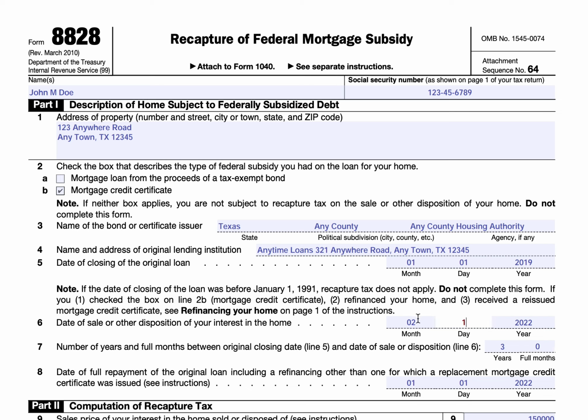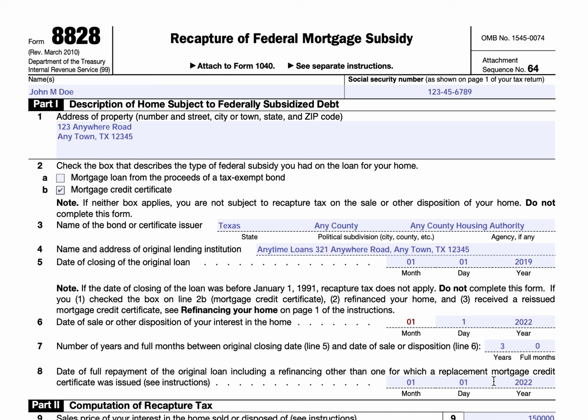So in line 8, we'll enter the date of full repayment of the loan to include a conventional refinancing. So let's imagine that you obtained the mortgage credit certificate, but you actually repaid the loan sooner. It might happen in a case where you just maintain the home and you refinance, but more times than not, if you're going to sell the home, then the date of the full repayment will probably be the same as the closing date up on line 6. And that's the case in this situation.